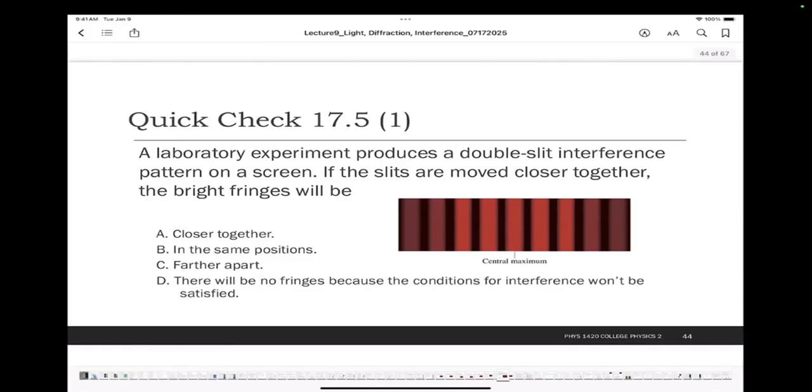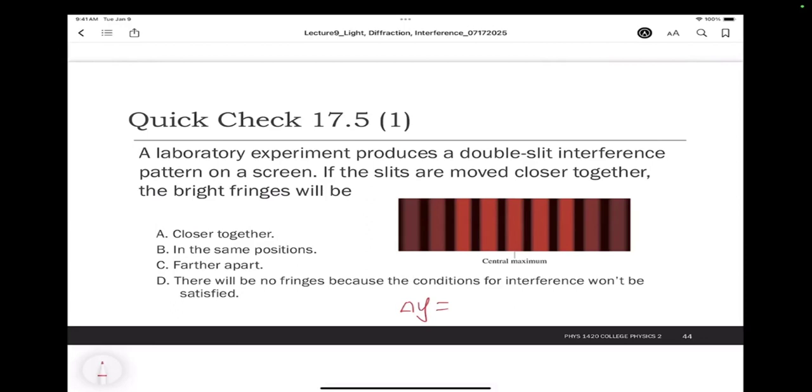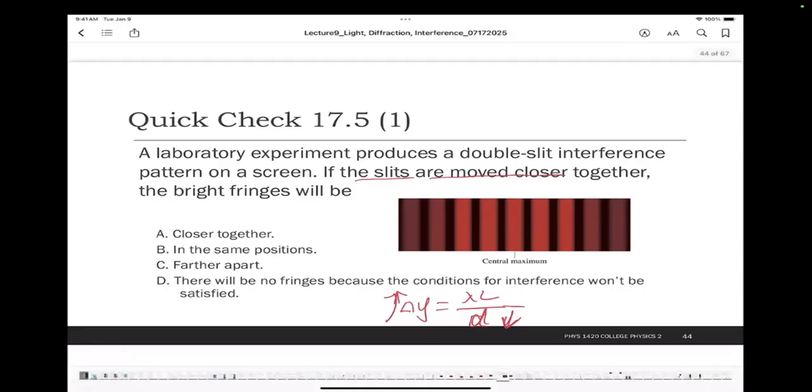Yeah, it's a similar thing. We just write the equation: delta y equals lambda L divided by d. For now, you can see the slits are moved closer, which means the d decreases. Am I right? So this one increases, which means the fringes are further apart. Does that make sense to you? Yeah. So it should be C.